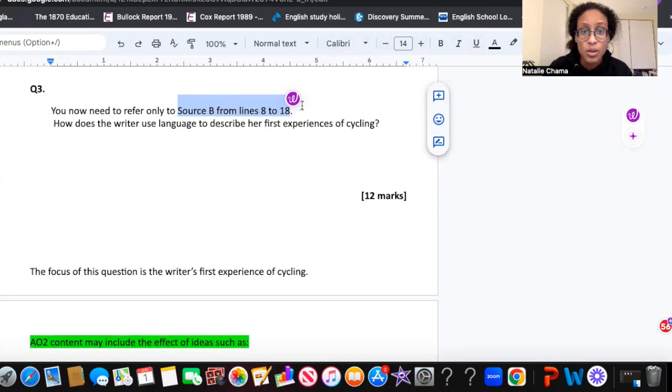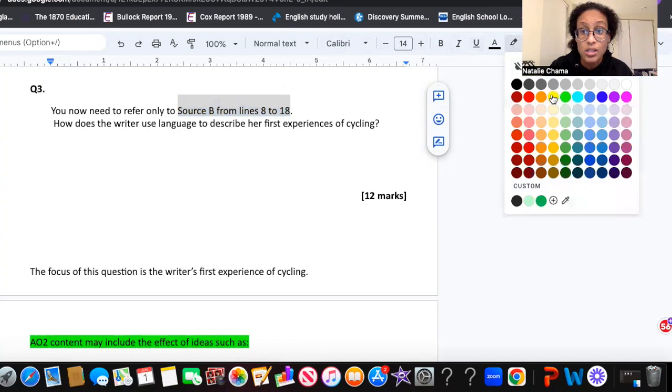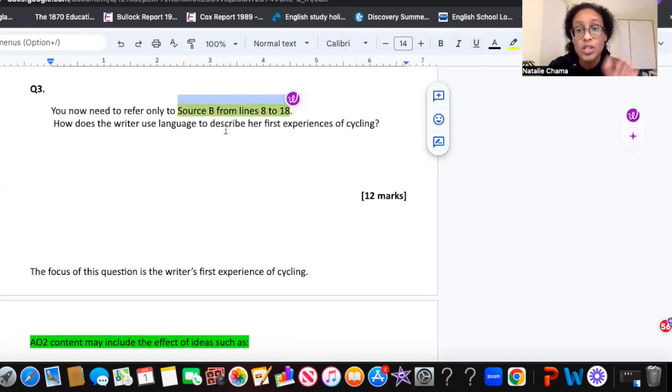source B from lines 8 to 18. So we know we are not looking at the entire text. We're looking at a specific extract and we're looking at specific parts of the extract from lines 8 to 18.